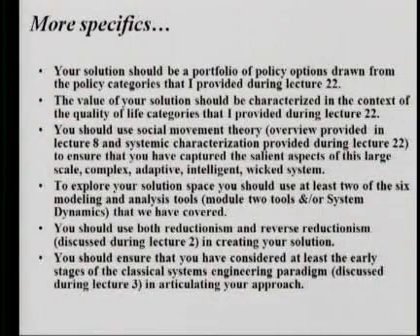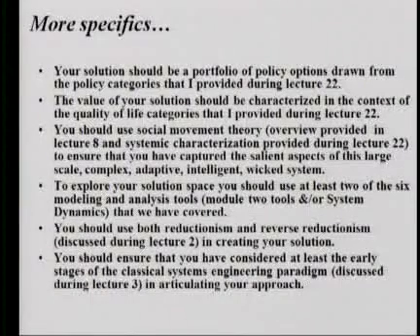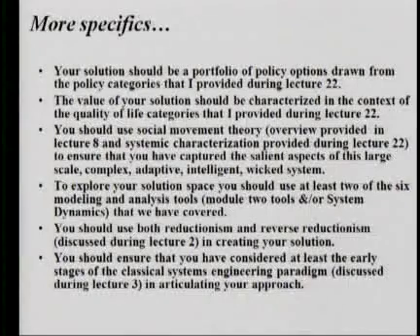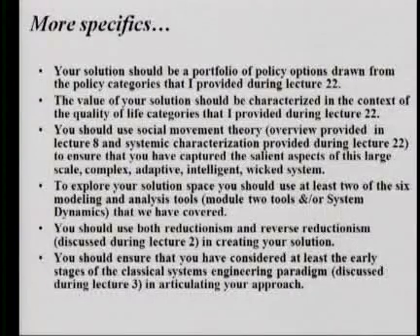And specifically, your solution should be a portfolio of policy options drawn from those 6 different categories that I provided during Lecture 22. The value of the solution should be characterized in the context of the quality of life categories that I also provided during Lecture 22. So that's your control system. You should use the social movement theory that we talked about in Lecture 8 and elsewhere as the engine, if you will, of this to ensure you've captured all the important aspects of the system. It's complex, it's large scale, it's adaptive, intelligent, and wicked.